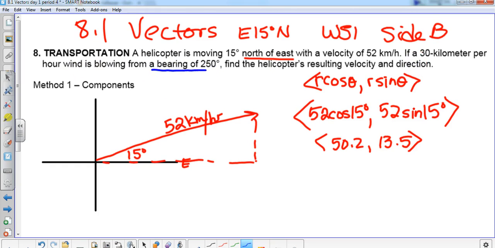Okay. The second part says, if a 30 kilometer per hour wind is blowing from a bearing of 250. All right. We got so much going on here. It's from, and it's a bearing of 250. What does a bearing mean? Do you remember from yesterday? Off of due north. Okay.